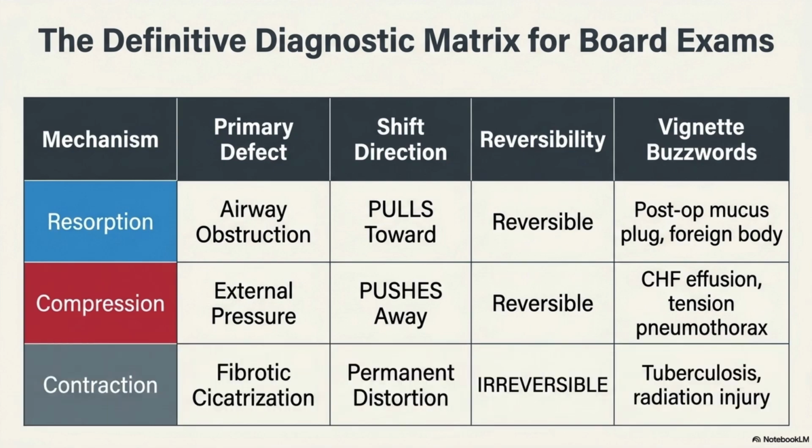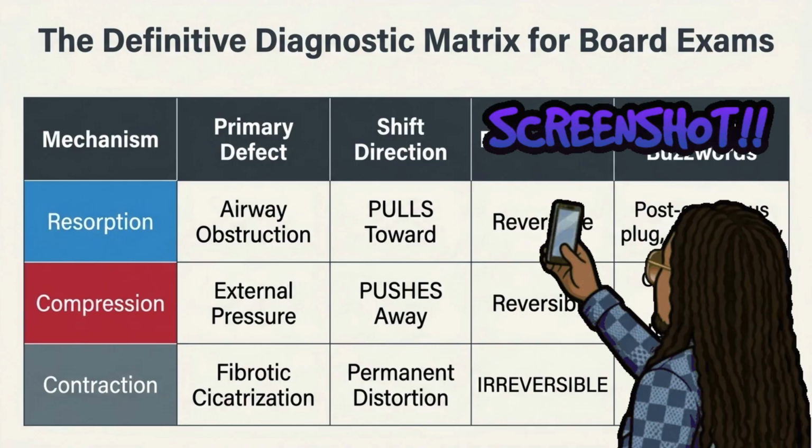For contraction, the primary defect is fibrotic cicatrization. The shift direction is permanent distortion. It is irreversible, and vignette buzzwords are tuberculosis and radiation injury. This matrix is vital for mastering the highest yield exam trap.